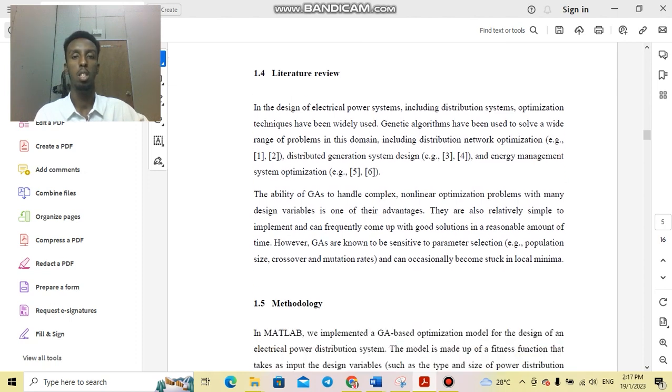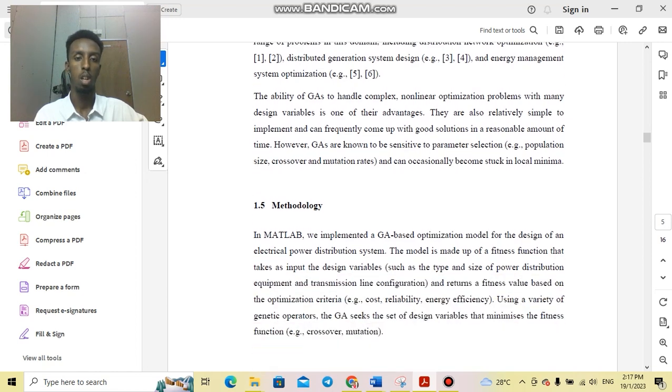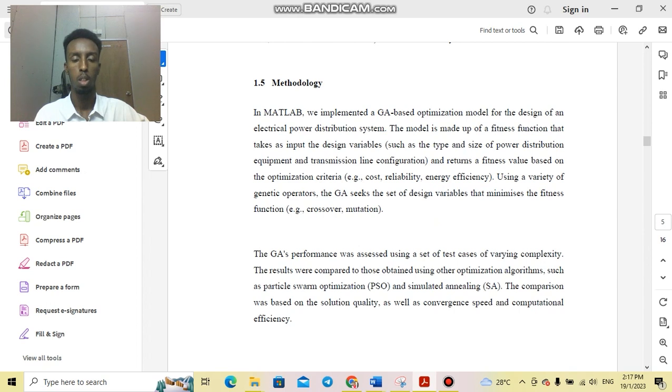So this is the literature review of our design. There is a lot of reference we mentioned in the reference part. So this is the methodology part. We are using MATLAB to solve these problems.